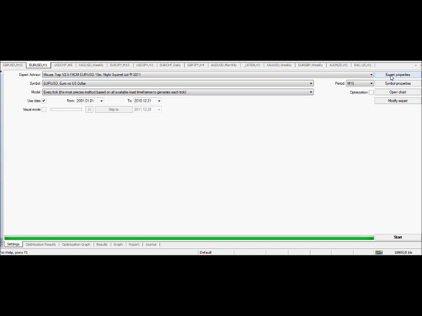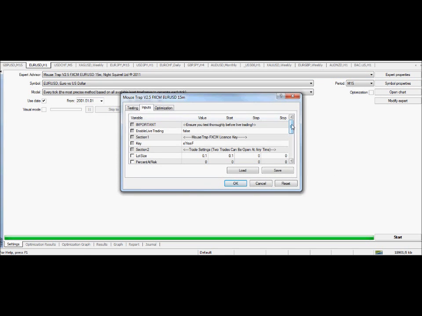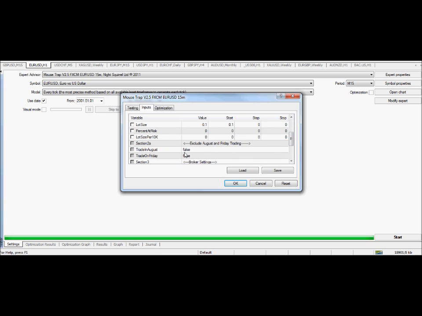And in terms of settings, it's really very simple. You can choose your lot size, either a fixed lot size or a percentage at risk, and you can say, do you want to exclude trading in August or trading on a Friday? And in both of these cases, that's exactly what we're going to do. We're going to exclude those because our testing says that that's the best.